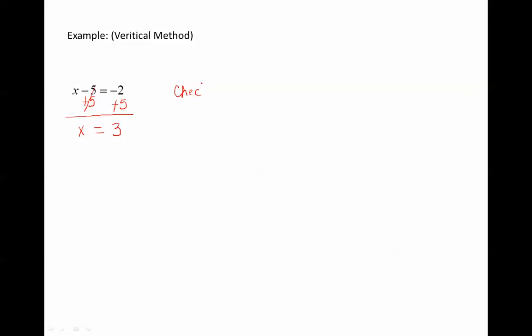Now you can check that solution by substituting 3 back in for x in the original equation. So we have 3 minus 5 equals negative 2. And then you just work each side out. 3 minus 5 is negative 2. You have negative 2 on the other side also. So it does check because we got the same thing on both sides.